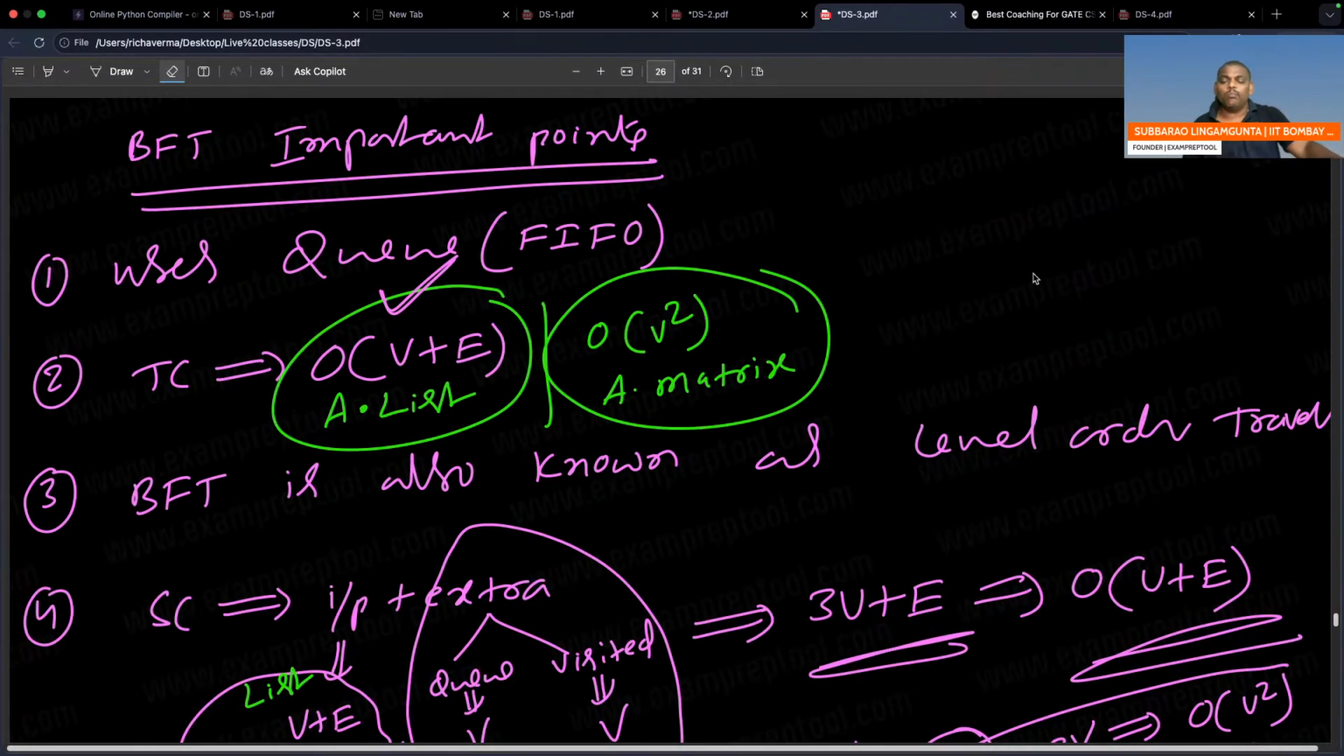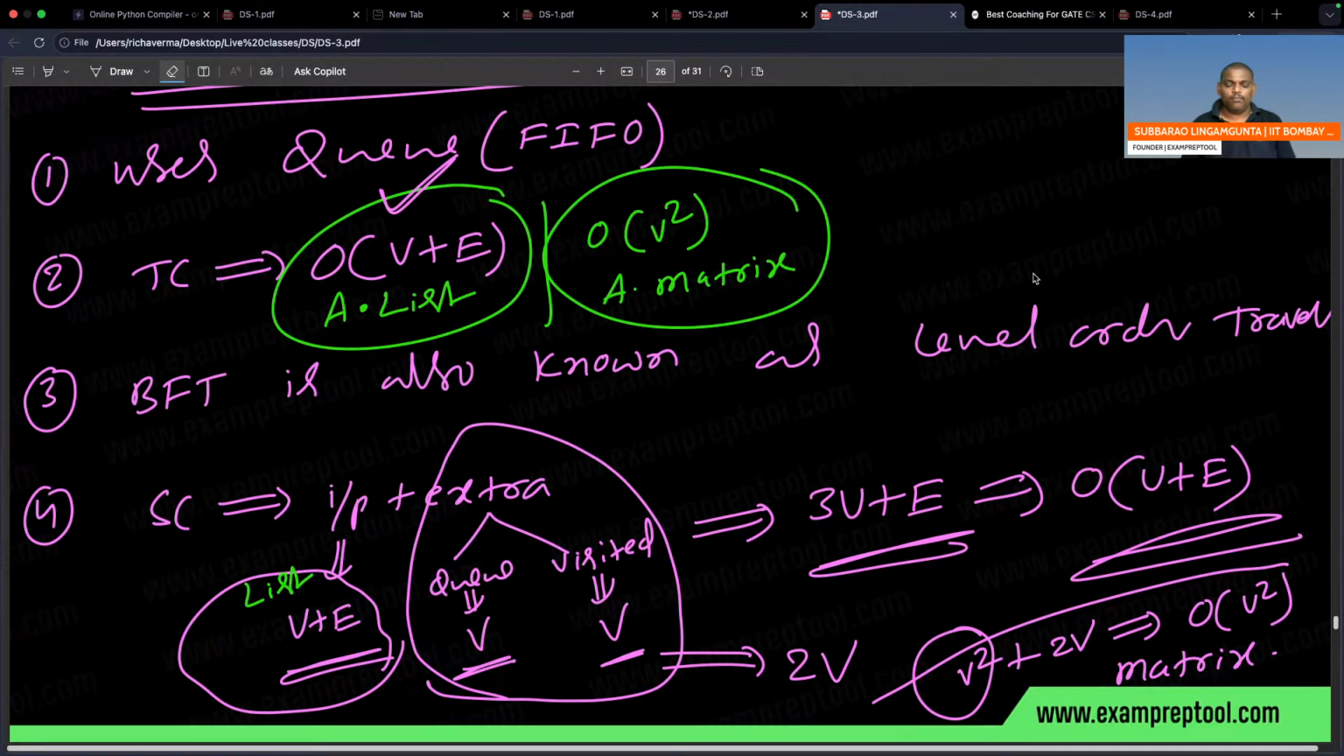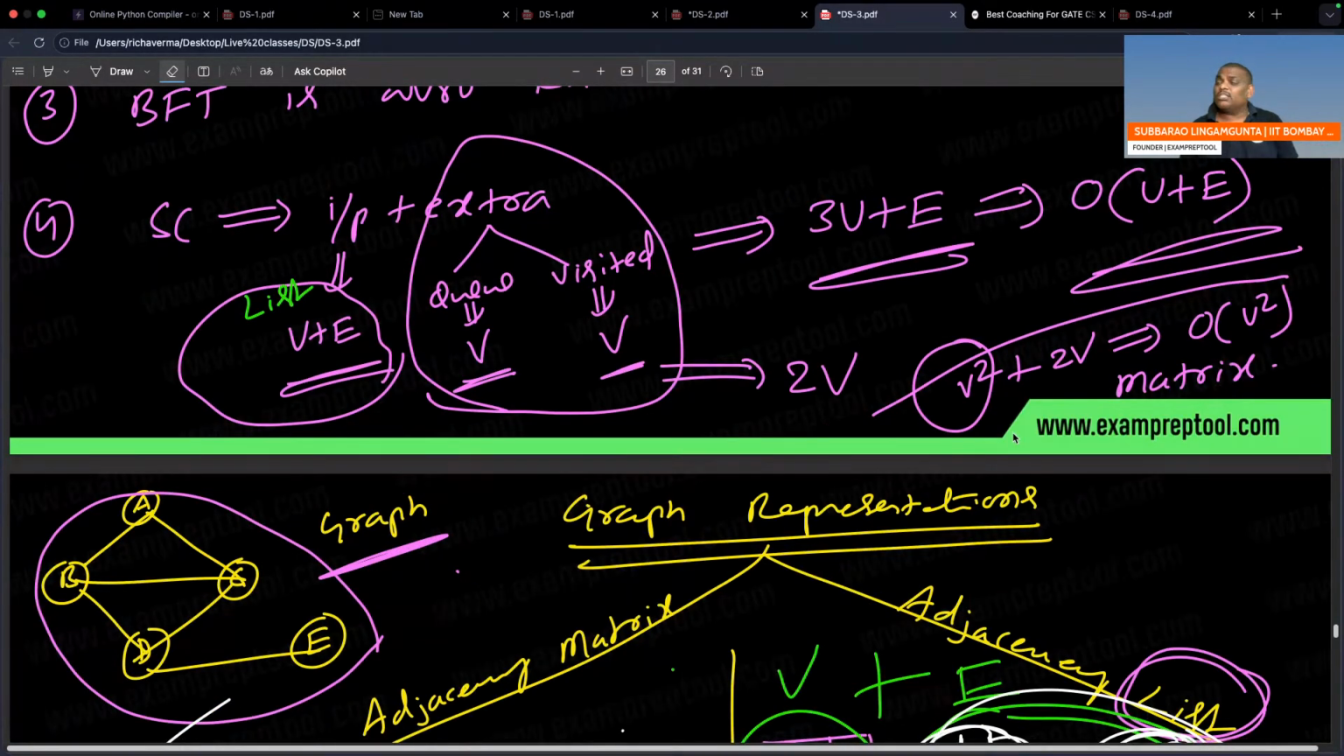See, BFT important points. First one, uses a queue. Next one, time complexity: the total graph to cover, one scanning only. So for matrix V square, for list V plus E. BFT is also known as level order traversal. Next one, space complexity: input plus extra. If the graph is given as a list, the input is V plus E. Extra: the queue, purpose V, and the visited array, purpose V. Totally 3V plus E.